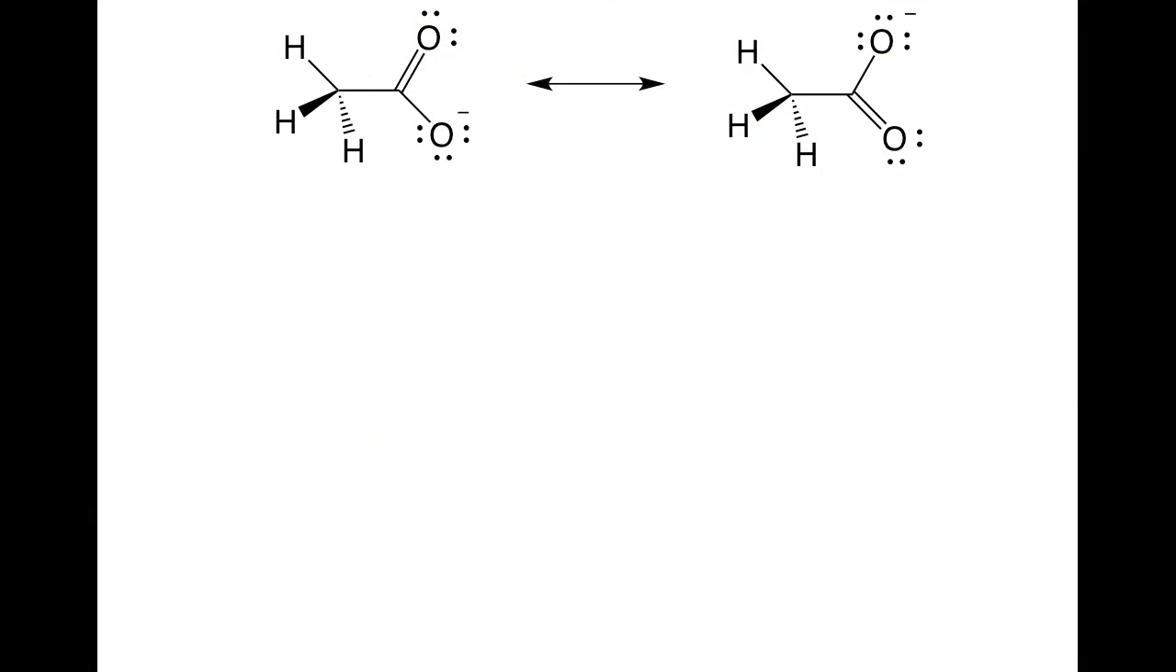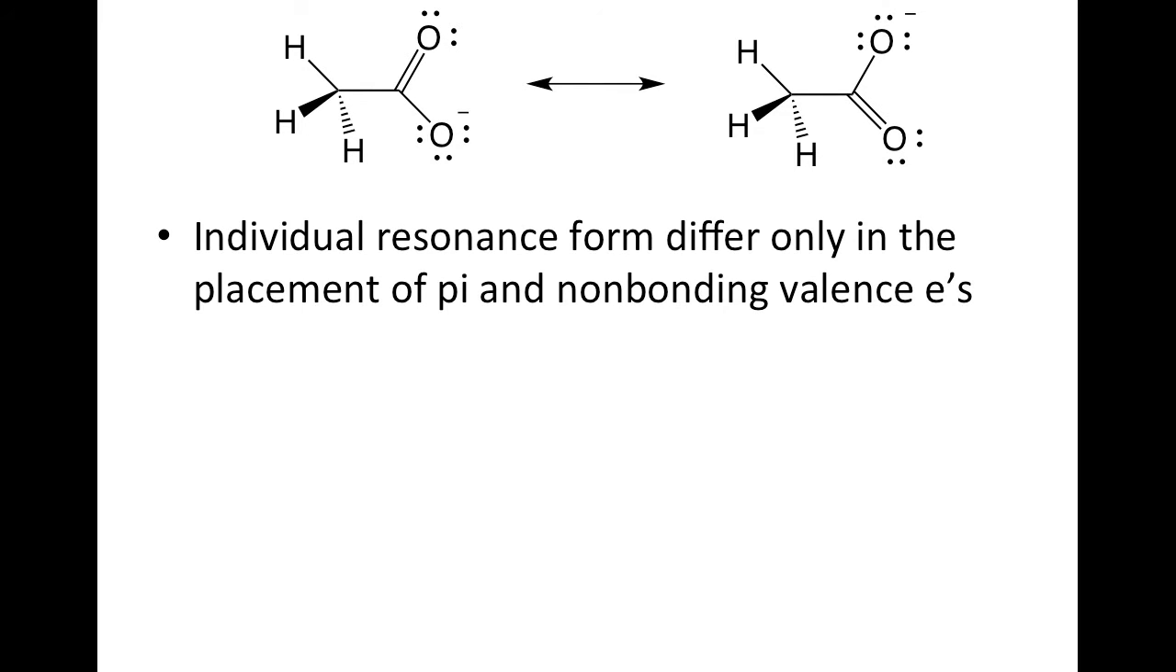Okay, so what you're looking at right now is the structure of the acetate anion. If you look at acetate, you see that there's two forms of it drawn, one form on the left and one form on the right. And if you take some time and carefully examine it, you'll see that the two forms differ only in the placement of the pi electrons and non-bonding electrons. So that's the difference between resonance forms. They differ only in the placement of pi and non-bonding valence electrons.